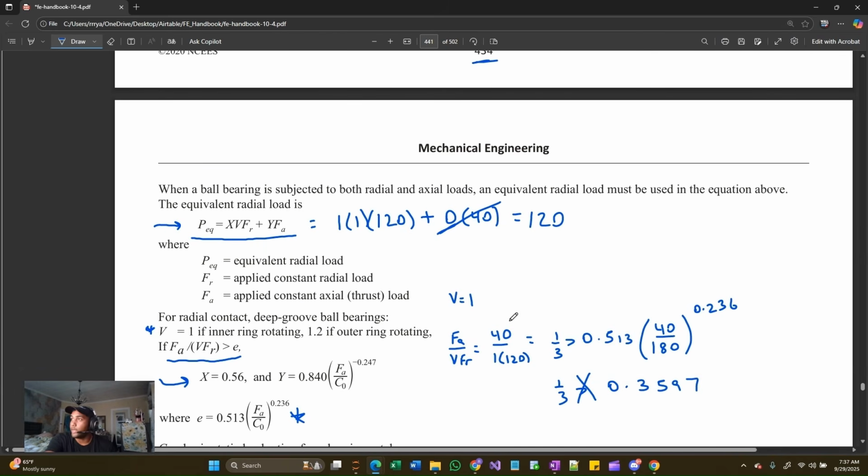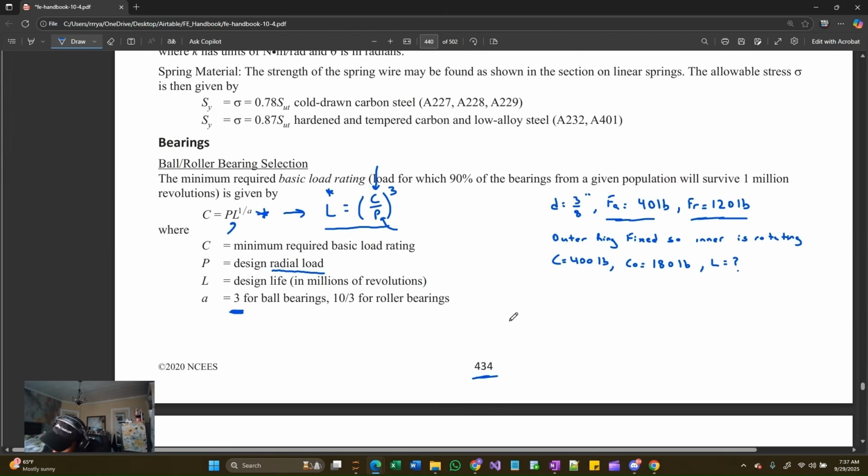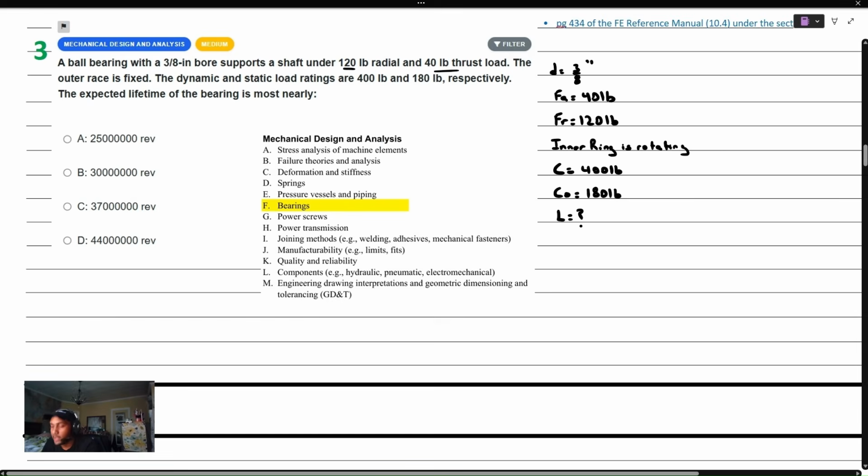Now that we know that, we can plug into our equation up here. C is going to be the dynamic load rating, the one that's associated with fatigue. That's going to be 400 divided by our equivalent radial load, which was 120 pounds, cubed. 400 over 120 cubed is going to be equal to 37.04, and it's measured in millions of revolutions. So I'm just going to multiply this by 10 to the 6 and put 8 revolutions here. That corresponds to answer choice C here.